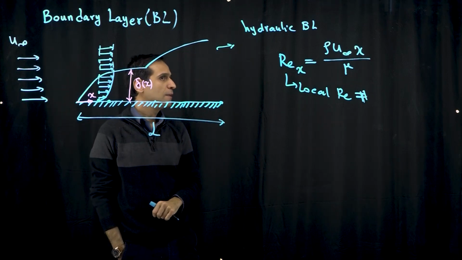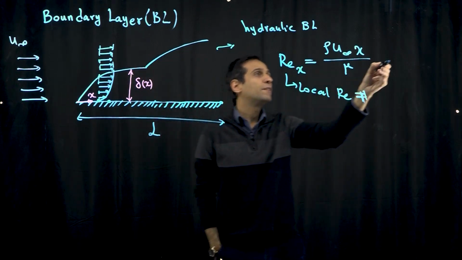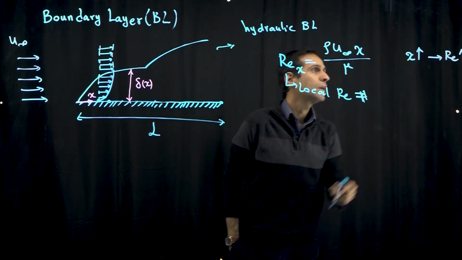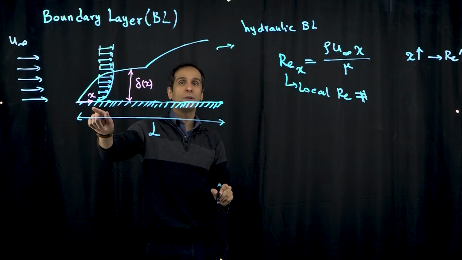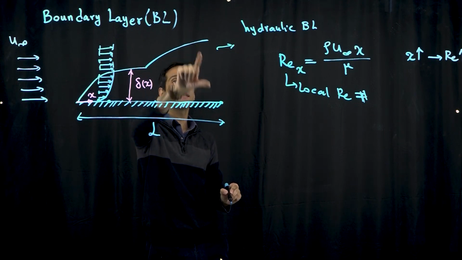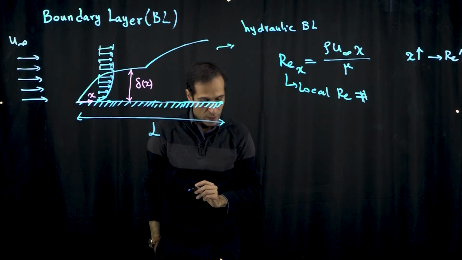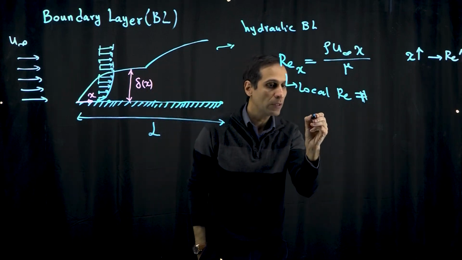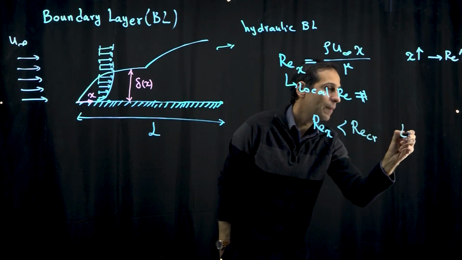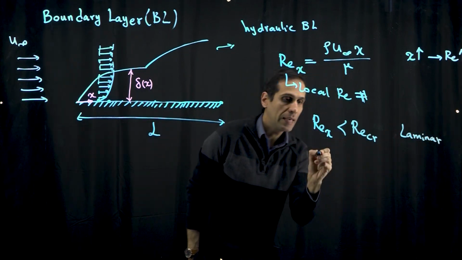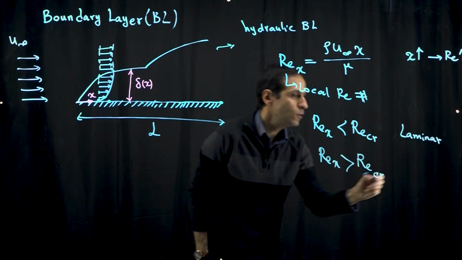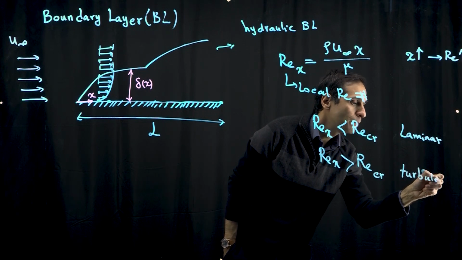What happens is this. With increasing x, Reynolds number will increase. Therefore, the flow is originally laminar. Then the regime of the flow changes from laminar to transitional, and then finally turbulent. So in this case, if Reynolds number is less than a critical value, the flow is laminar. If Reynolds number is greater than or exceeds this value, the flow becomes turbulent.